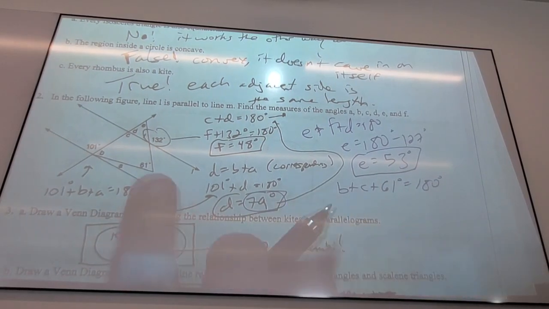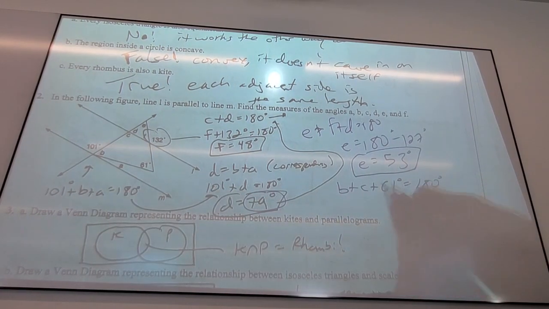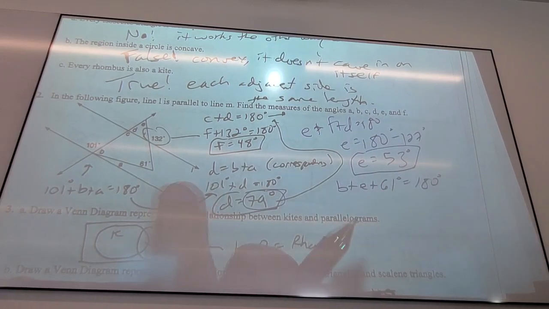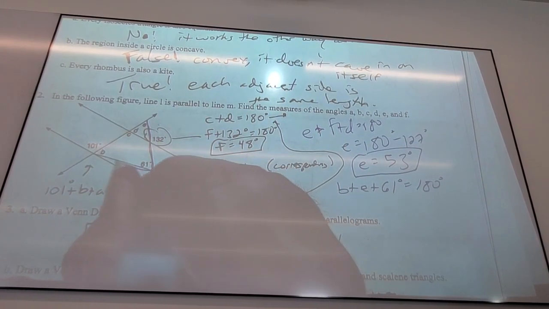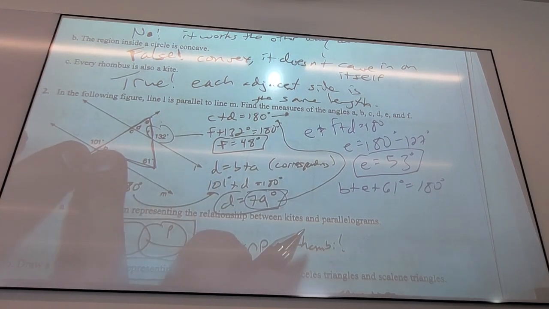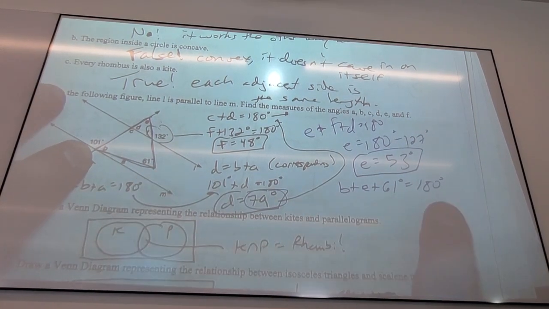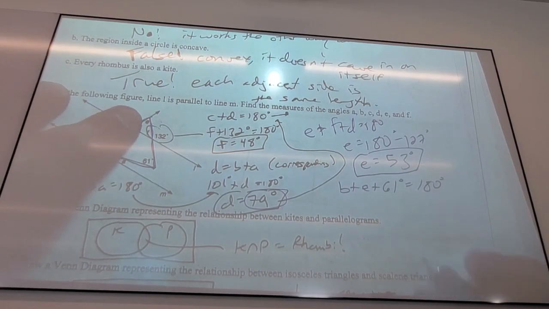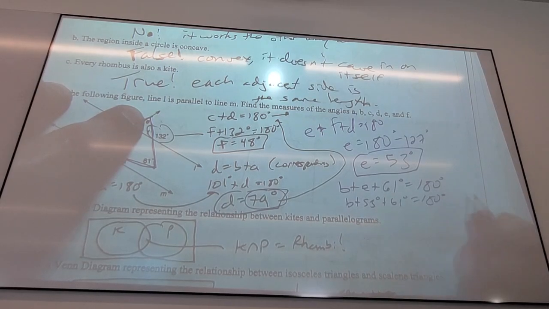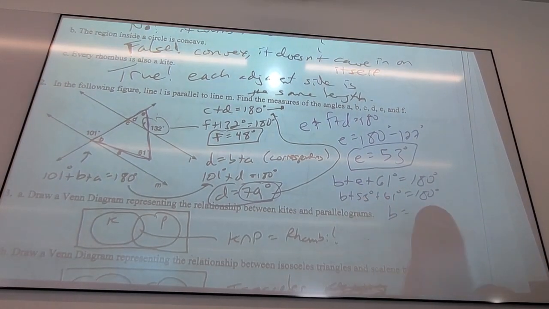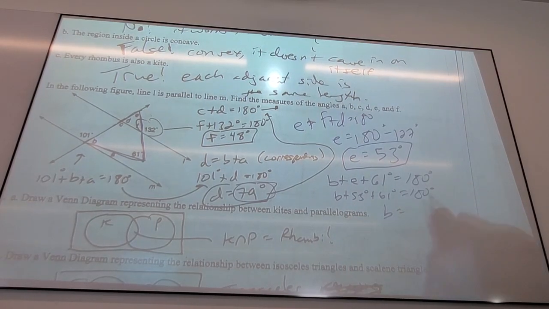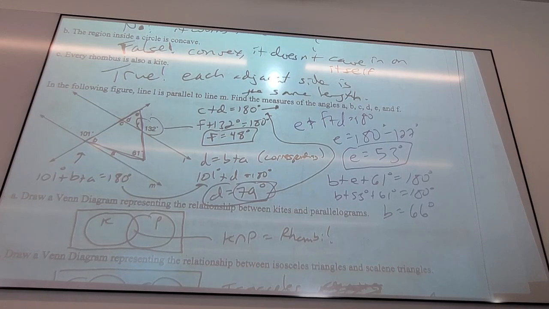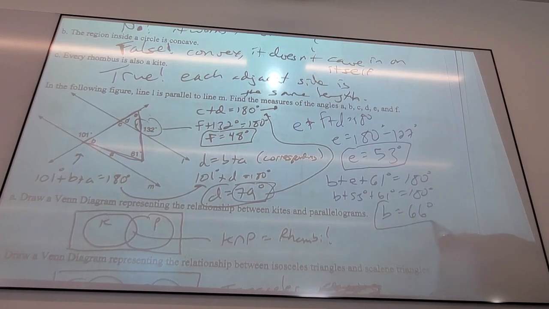Okay. B plus C plus 60, I'm sorry, not C. B plus E. So see this triangle here? B plus E plus 61 must be 180. Yes? Don't I know what E is? So therefore B must be 180 minus 114, which will be 66 degrees, I believe? Yes, thank you.